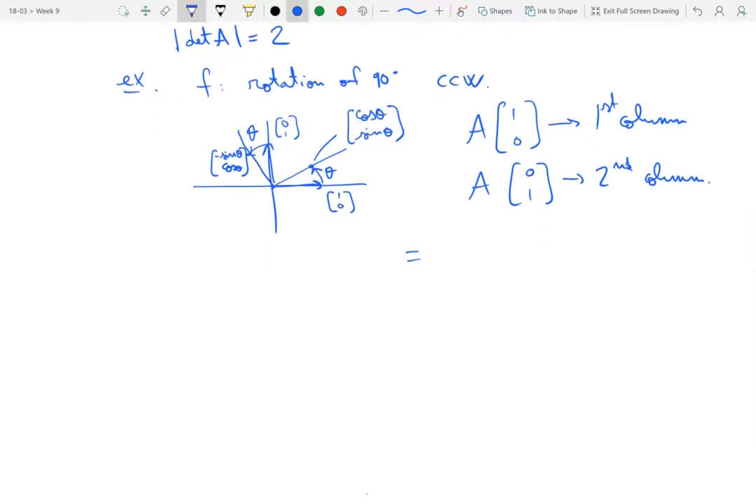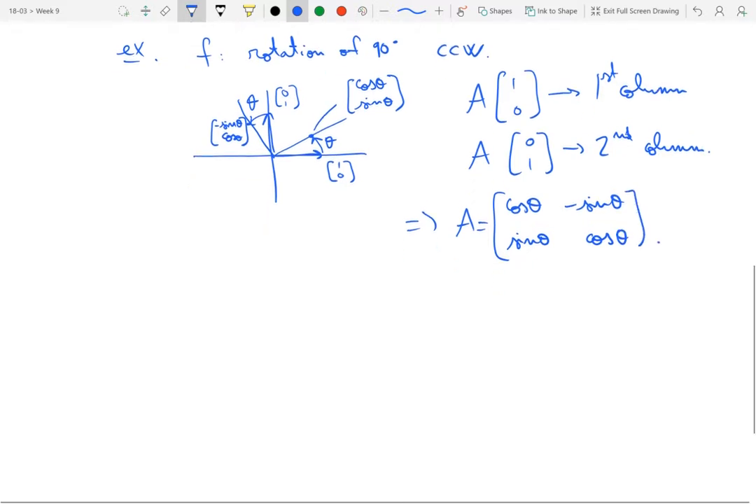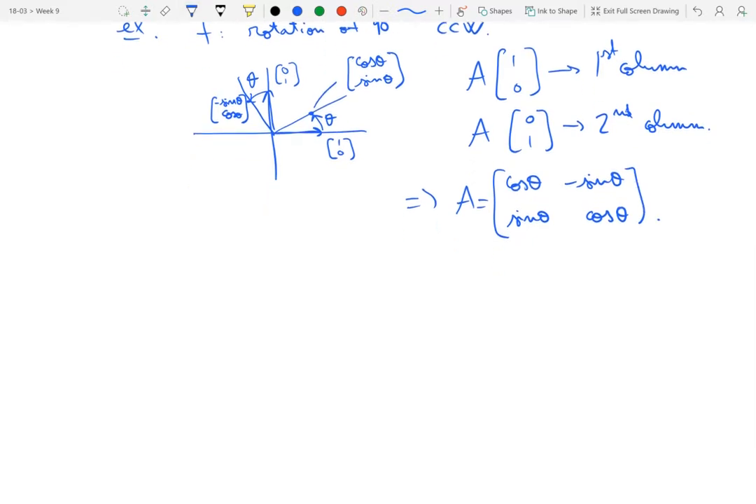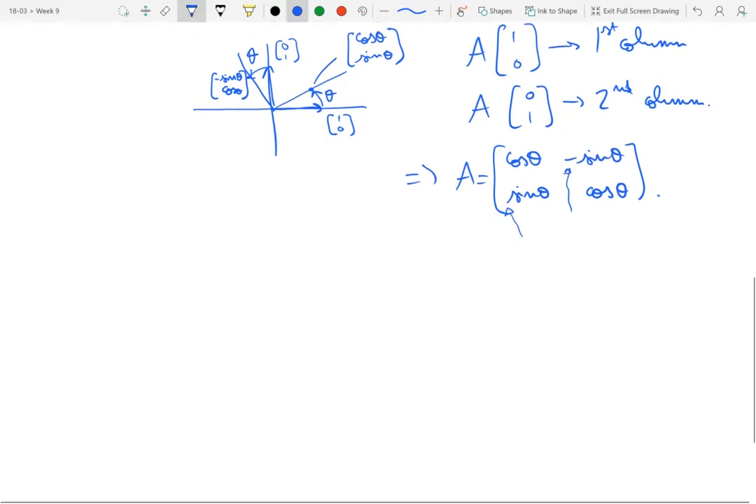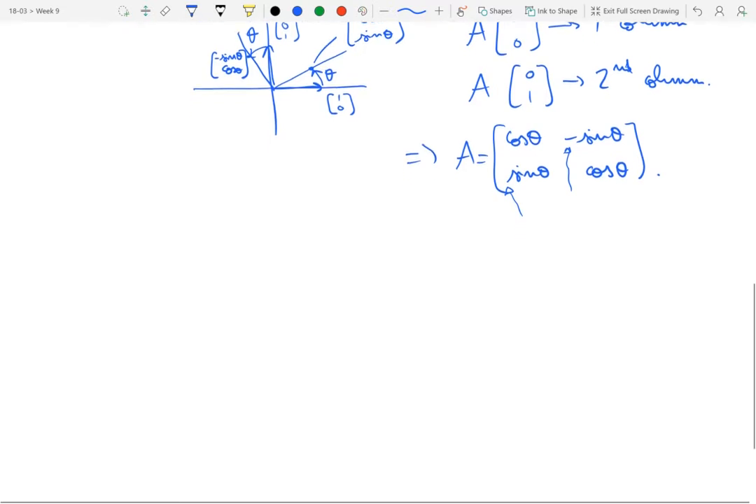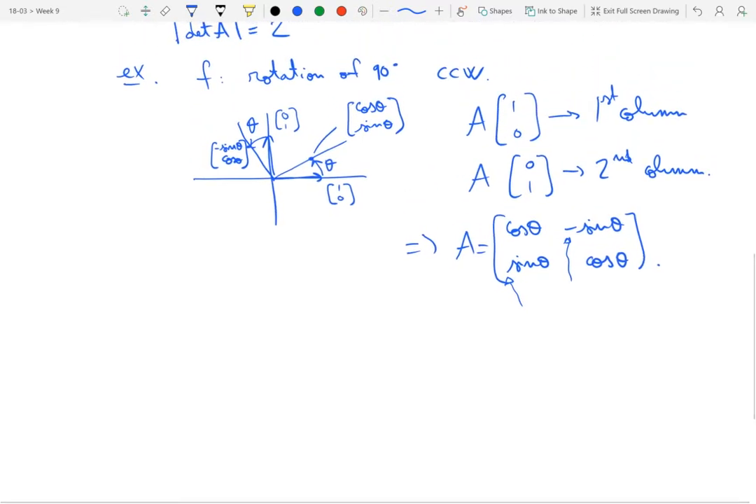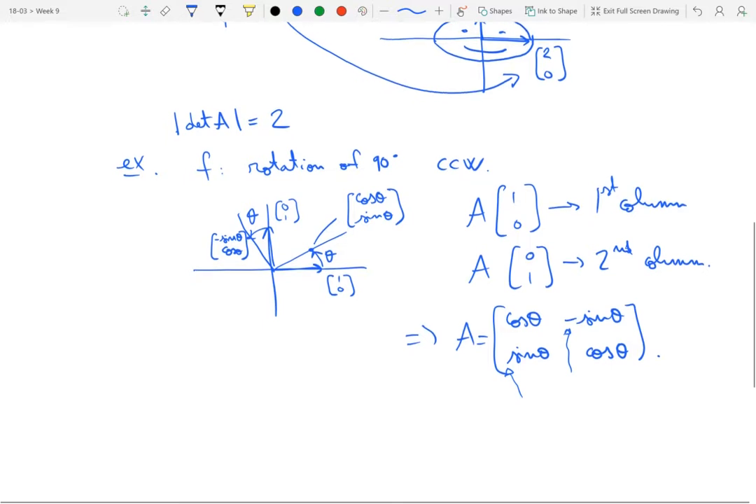And so as a result of that, because we know what those images are, we can form the matrix as being cosine theta, sine theta, minus sine theta, and cosine theta. That is our rotation matrix here. If you wanted to do a clockwise rotation, you would swap the sign, displacing the minus sign from this location here to that location over there in front of the other sine theta. And so this is a very standard result about rotation matrices. This is what they look like in 2 dimensions.